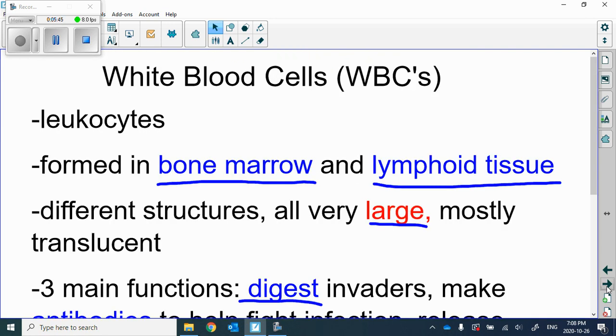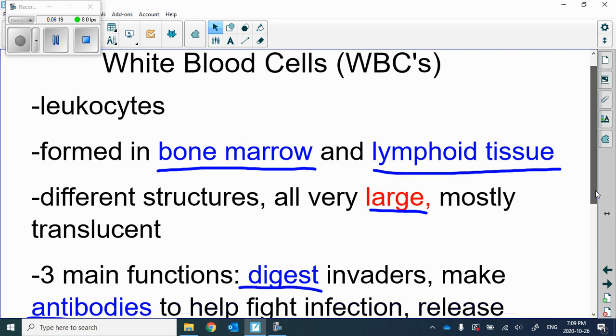White blood cells, these are your leukocytes. These are formed in your bone marrow and your lymphoid tissue. They have lots of different structures, and we'll look at these a little more when we talk about immunity at the end of the course, but they're all quite large and mostly translucent. I'm not sure if during COVID we'll get a chance to look at the microscopes, but if we were to look under a microscope at a slide of human blood, the red blood cells would look red, but the white blood cells would be stained. They would look purple, and it's because they're translucent. They're see-through, so if we didn't put a red or purple stain on them, you wouldn't be able to see them at all on the microscope slide.